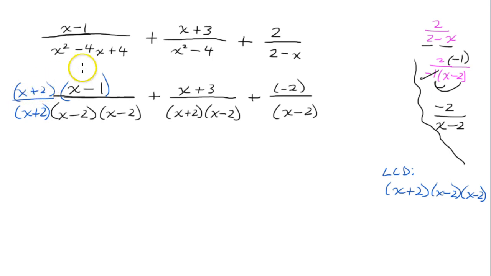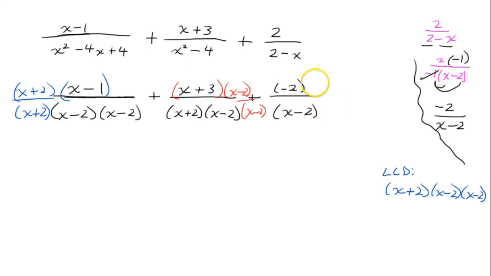The quantity x plus 2 times the entire quantity x minus 1. Now, I didn't leave myself a lot of space, but I've got to multiply another x minus 2 times this denominator and the numerator as well. So x minus 2 here and x minus 2 in the denominator.